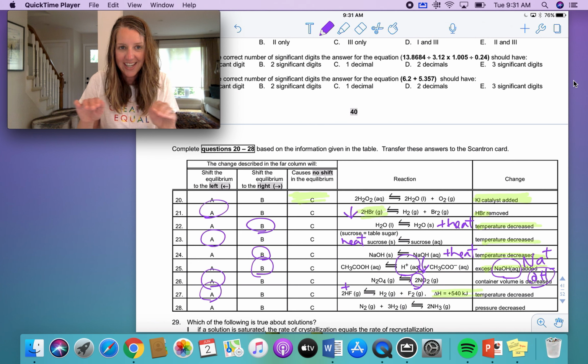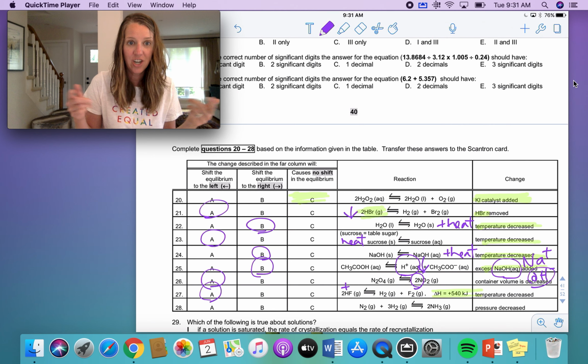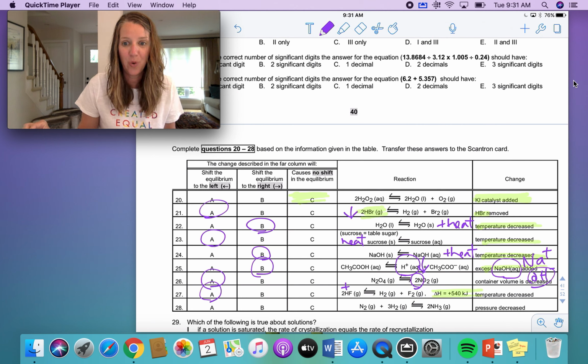I looked at the states and I recognize that this is a system that can be compressed. So for this system, because they're gases, you know that a change in pressure, because of the change in volume, will have an effect on the equilibrium system. An increase in pressure will always go from an area of high to low. So you've got to look at your coefficients to figure out which one it is.